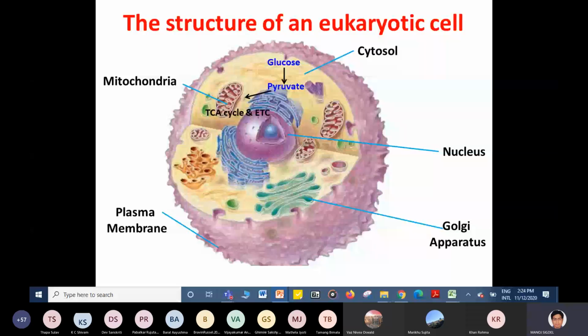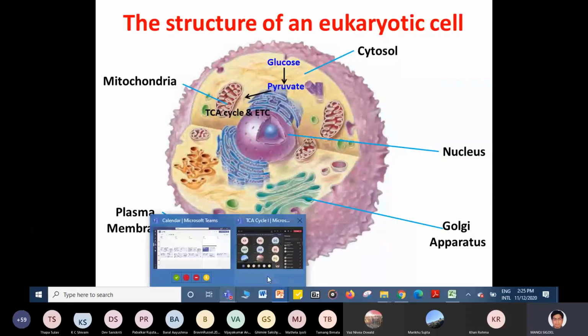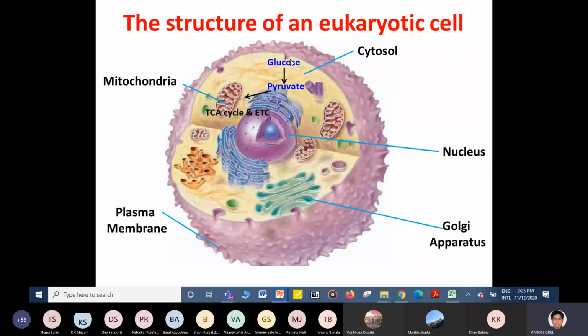This is the general structure of a eukaryotic cell. Okay, in the cytosol, glucose is converted to pyruvate. Now this pyruvate will go to the mitochondria, and the TCA cycle will occur in the mitochondria. After that, electron transport chain, oxidative phosphorylation, all occurs in the mitochondria. Okay, this is just to show you the compartments of the cell. Glucose to pyruvate in the cytosol, and now this pyruvate will be carried to the mitochondria, and the further reactions will occur in the mitochondria.